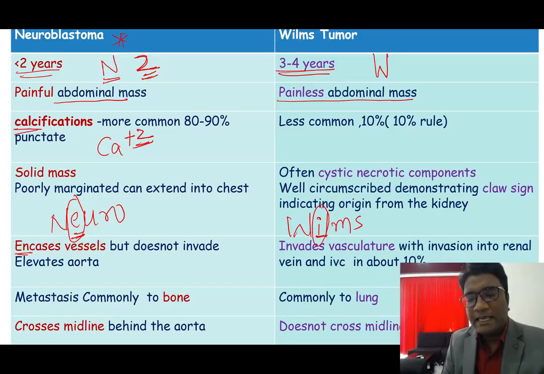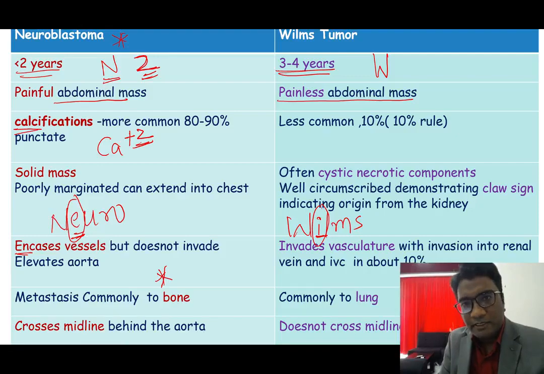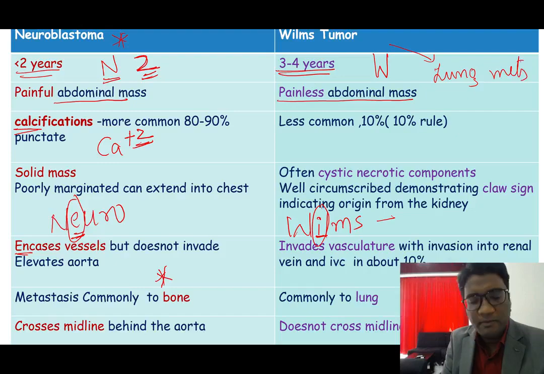And I told you, neuroblastoma spreads to the bone, right? Bone metastasis is seen with neuroblastoma. Whereas Wilms tumor, because it invades the vessels, it usually ends up producing pulmonary metastasis. So Wilms tumor commonly spreads to the lungs. Wilms tumor shows metastasis to the lungs, lung mets. Whereas neuroblastoma usually goes to the bones.